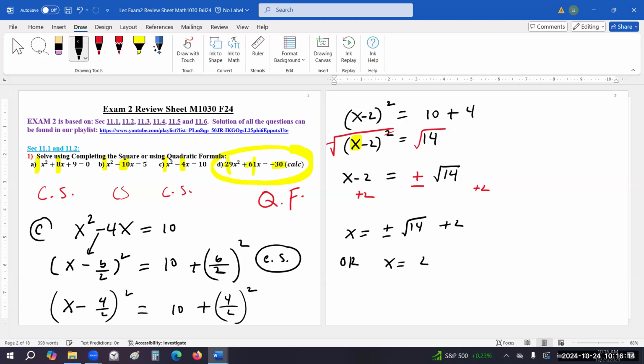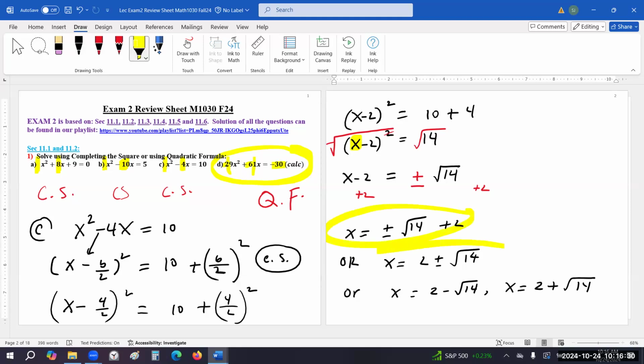Or x is 2 plus minus square root of 14. Or x is 2 minus square root of 14, and x is 2 plus square root of 14. All of these are correct. And see, it is simpler. We didn't do anything hard. And 14, I left 14 alone because it's not reducible.